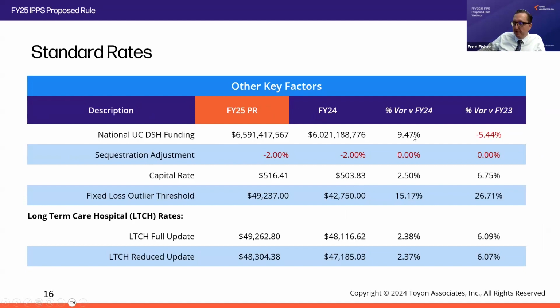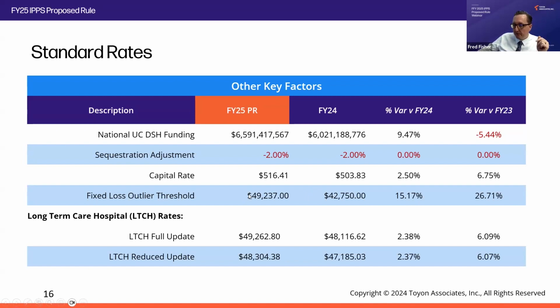DISH went up again. It's about 9.5%. When the pool goes up, the question is, what's the break-even point? Meaning, what's the relationship between the uncompensated care cost that a hospital reports versus the payment? And so a hospital's uncompensated care cost could have gone down by about 8%, and you would have broken even because of the increase to the pool. So that's an interesting statistic.